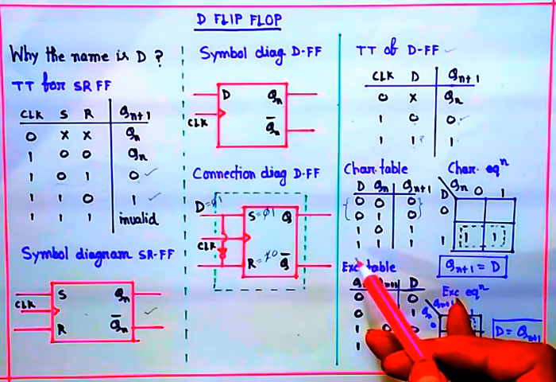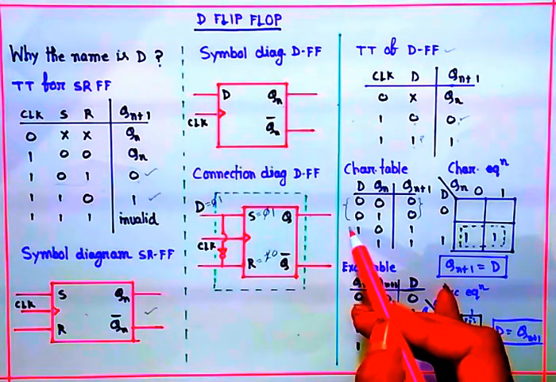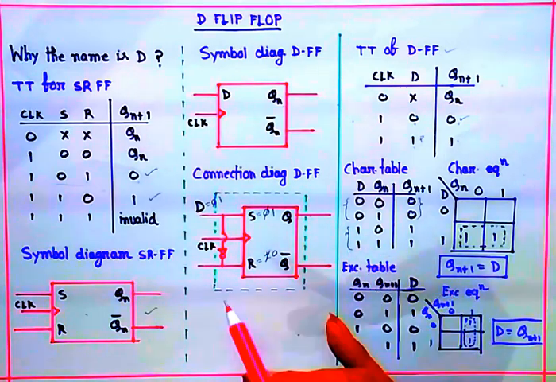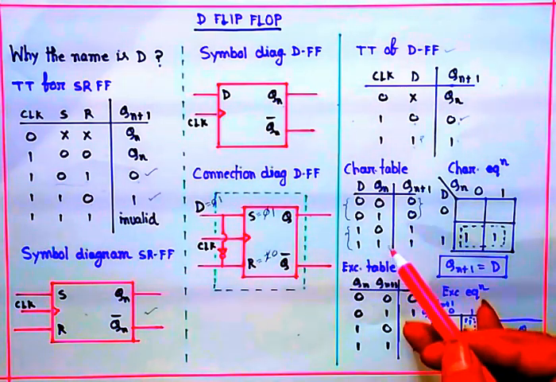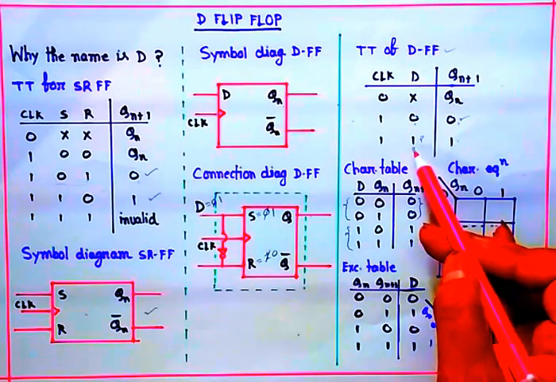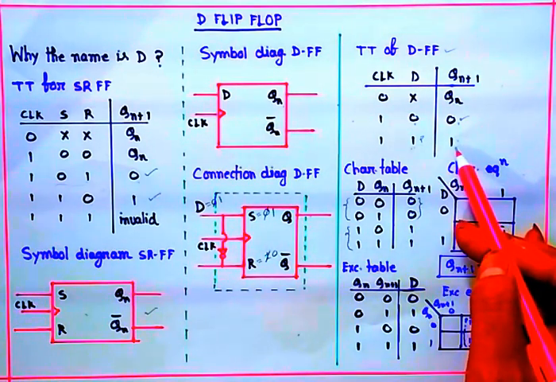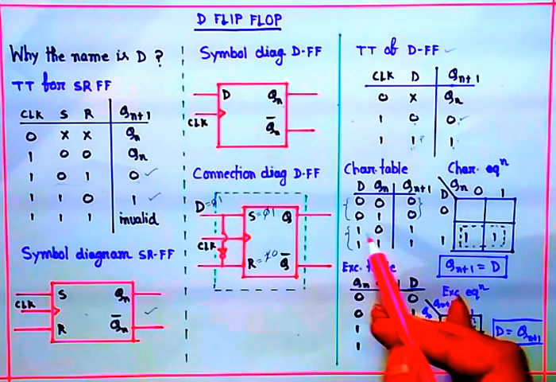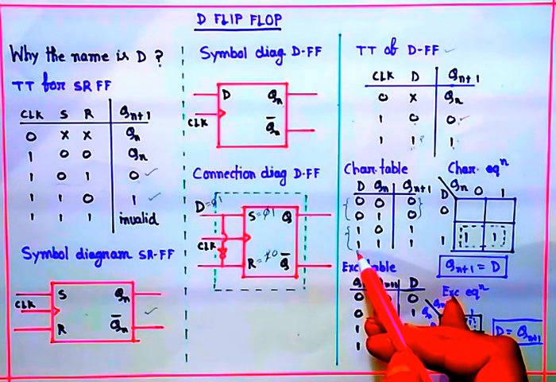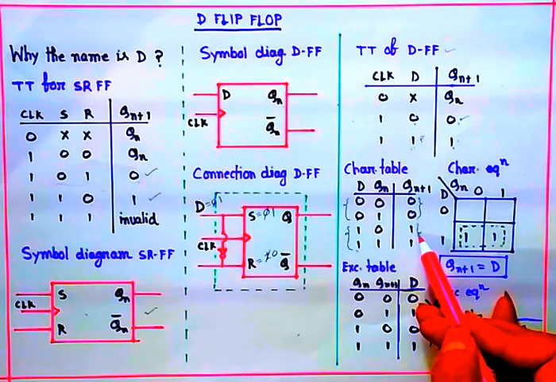Similarly, when D is 1 for these two lines, again go back to the truth table. For D equal to 1, you know that Qn plus 1 is also 1. That means for these two lines the output will also be 1.